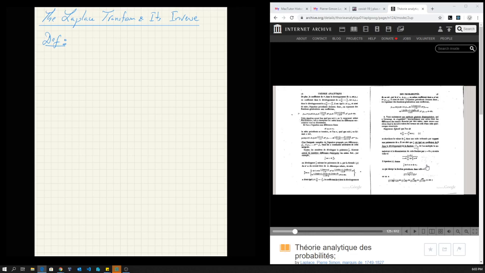So again, Laplace gets most of the credit, but we have to recognize that there was a lot of work here. It was a concerted effort by so many other mathematicians that led to this very important technique. All right, enough said about that.